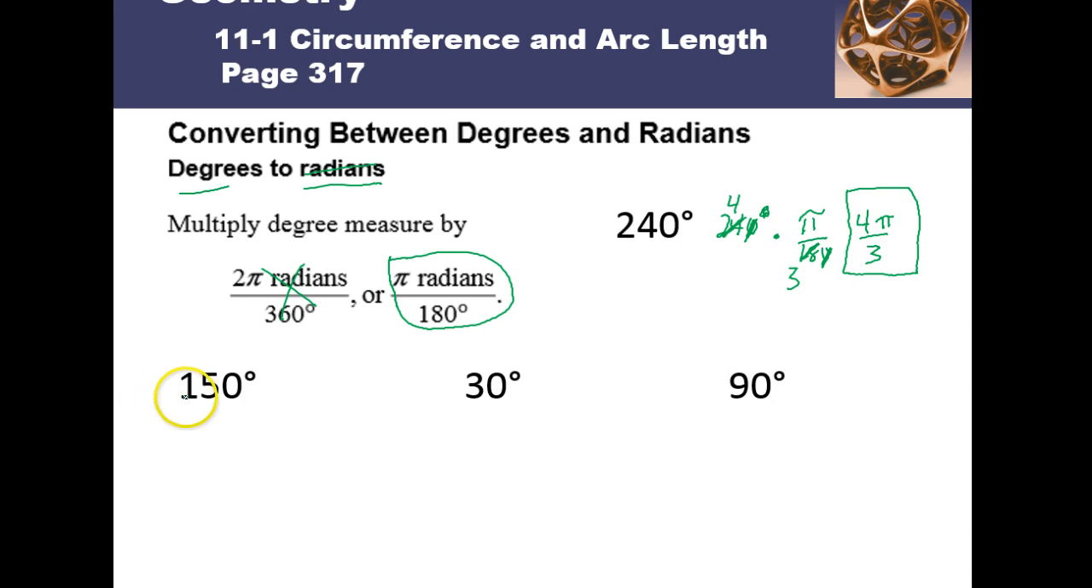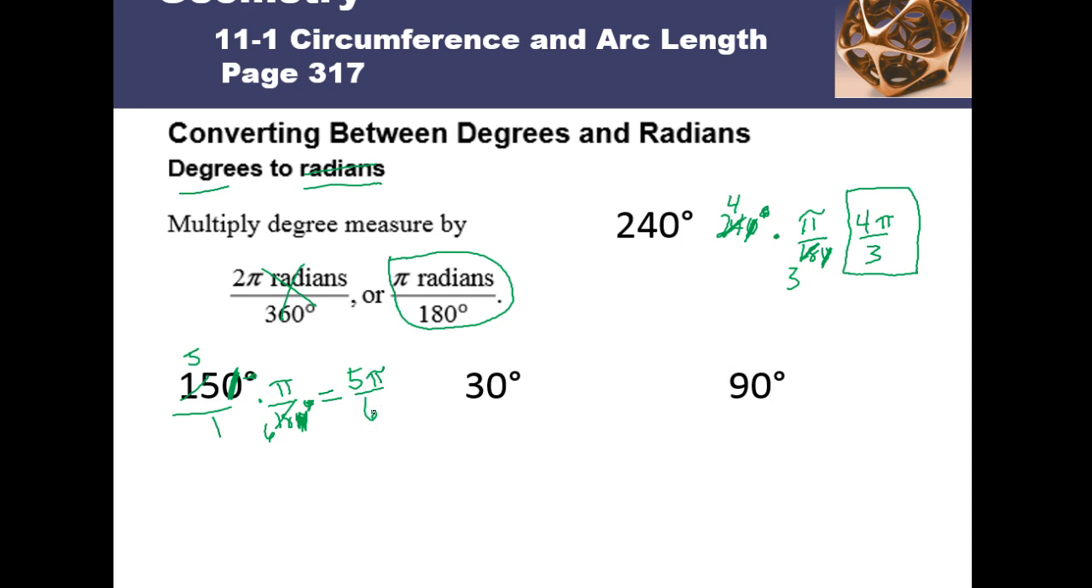So remember, you just multiply by pi over 180. I'm going to put this over 1, and we're just going to multiply. And the degrees cancel. Then you can use a calculator, or you can divide. I'm going to go ahead and divide. 10 goes into both of those, so 150 divided by 10 is 15, and 180 divided by 10 is 18. And then 3 goes into both, so 15 divided by 3 is 5, and 18 divided by 3 is 6. So this would be 5 pi over 6.